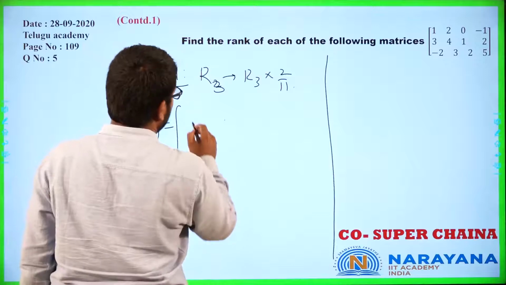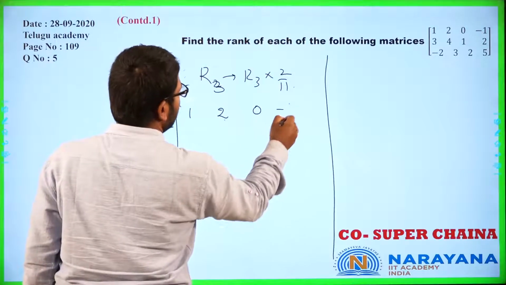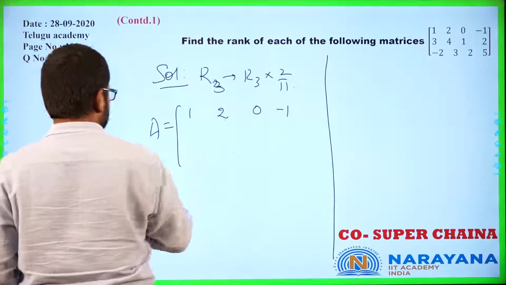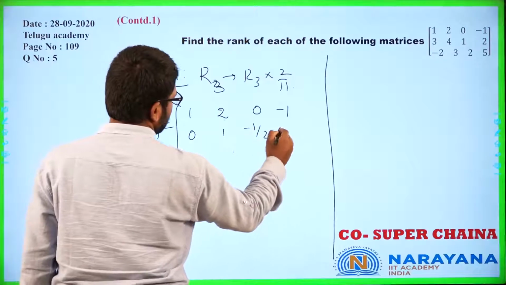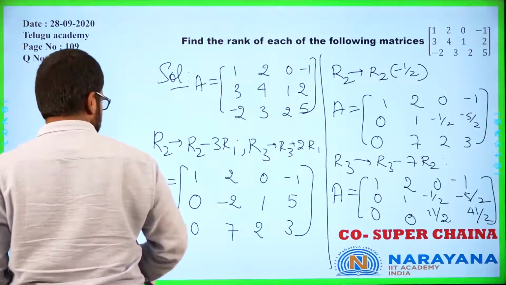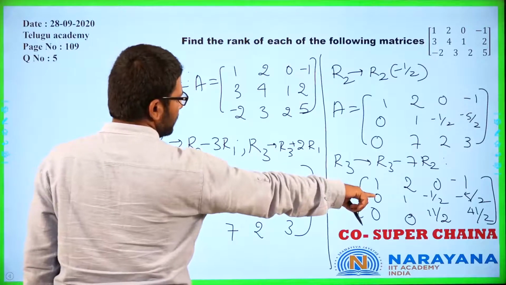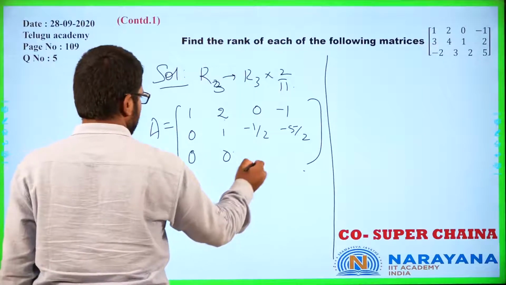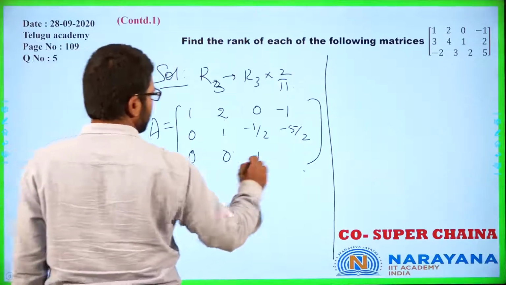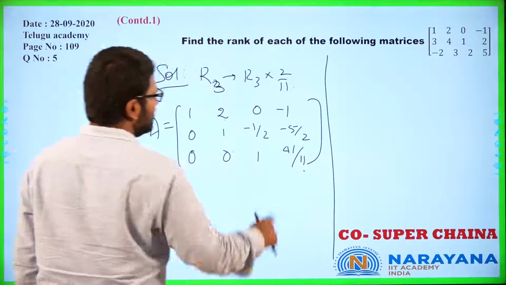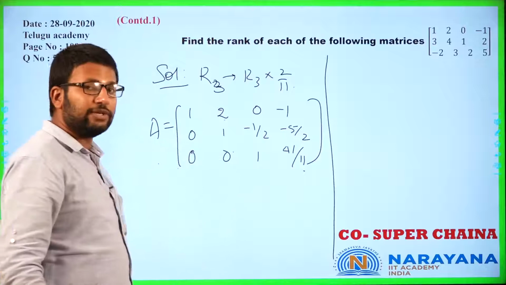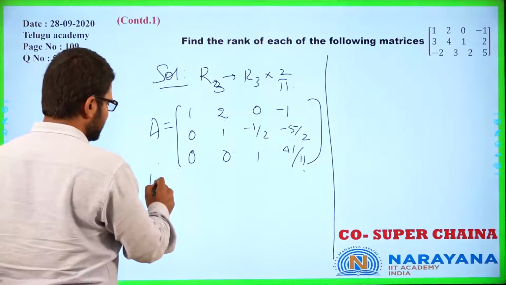The first two rows are going to be the same, 1, 2, 0, minus 1, 0, 1, minus half, minus 5 by 2. Then 0, 0, multiplying by 2 by 11, so this becomes 1, and the last element then becomes 41 by 11. This last element is not our problem, because now do you realize that this entire thing is actually in echelon form, right?